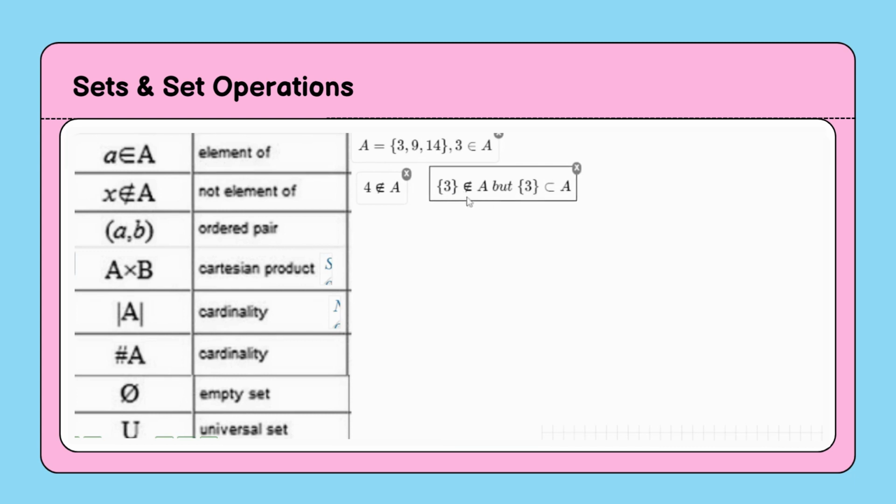You write "not an element of." If it's not an element of A, it's not inside of it. Don't forget that if you put braces around an element, it's not an element anymore, it's a subset.